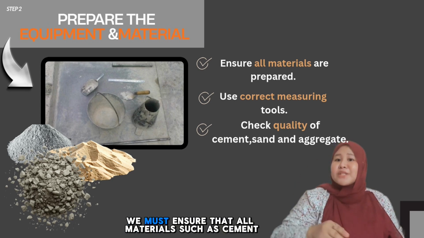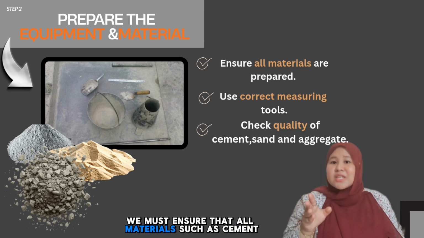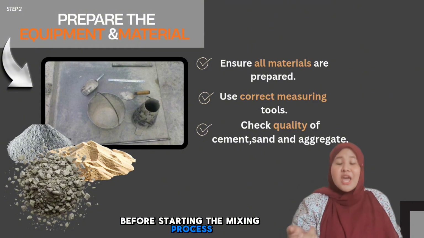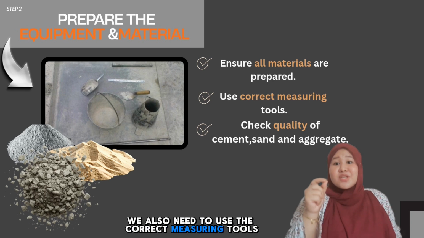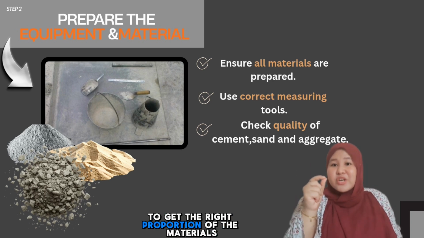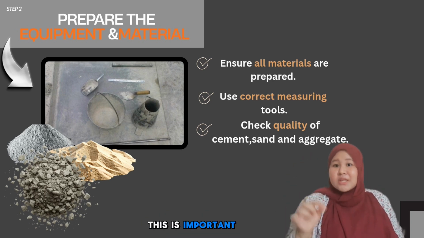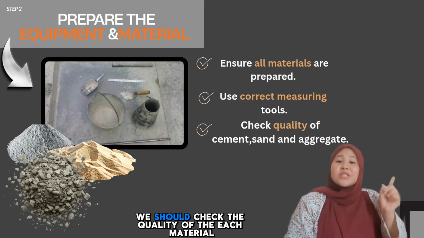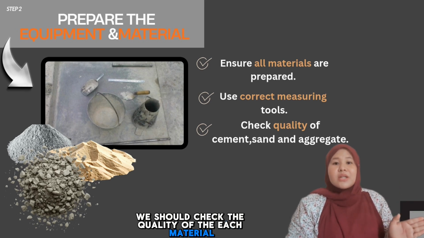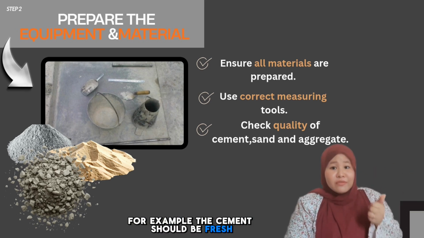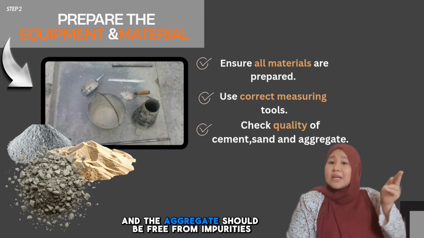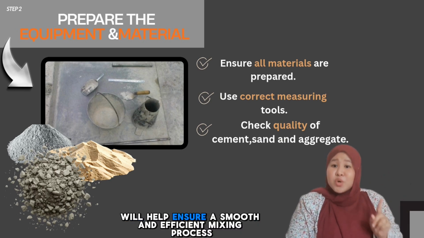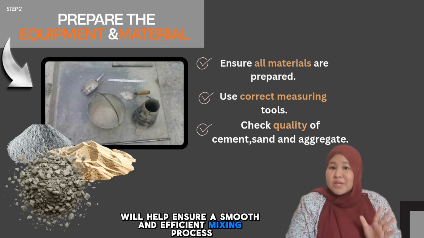At this stage, we must ensure that all materials such as cement, sand, and aggregate are ready before starting the mixing process. We also need to use the correct measuring tools to get the right proportions of the materials. This is important to achieve the desired strength of the concrete. Besides that, we should check the quality of each material. For example, the cement should be fresh, the sand should be clean, and the aggregate should be free from impurities. Proper preparation will help ensure a smooth and efficient mixing process.